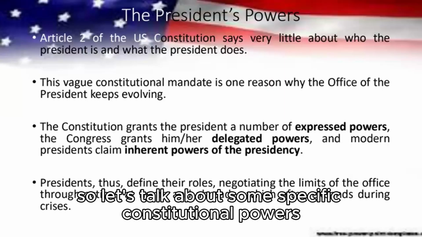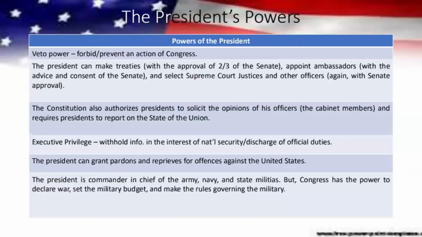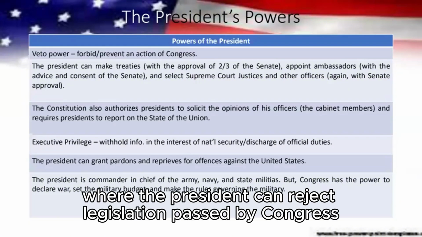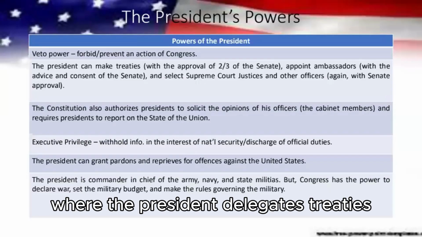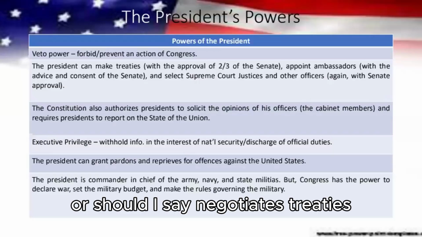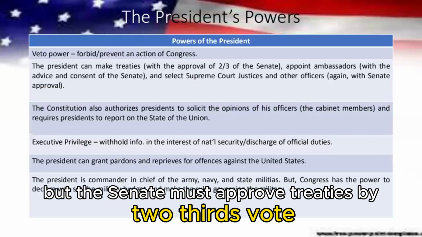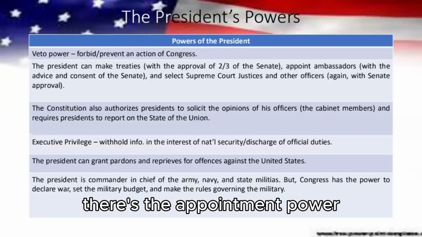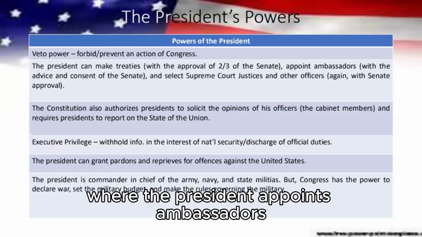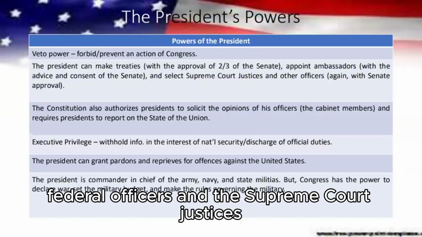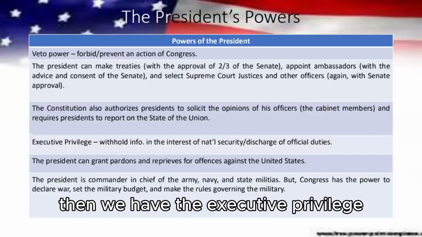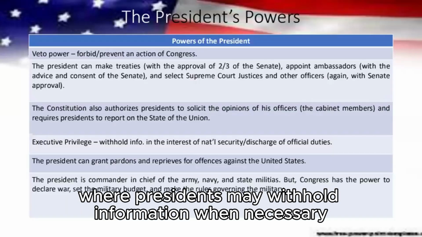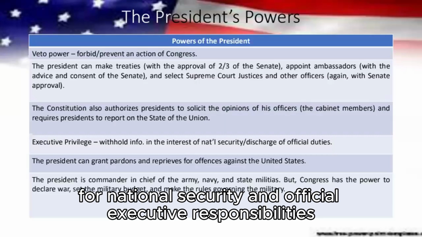So let's talk about some specific constitutional powers. There are veto powers, where the president can reject legislation passed by Congress. There is treaty-making power, where the president negotiates treaties, but the Senate must approve treaties by a 2/3 vote. There's the appointment power, where the president appoints ambassadors, federal officers, and Supreme Court justices, and we know that most appointments require Senate approval. Then we have executive privilege, where presidents may withhold information when necessary for national security and official executive responsibilities.